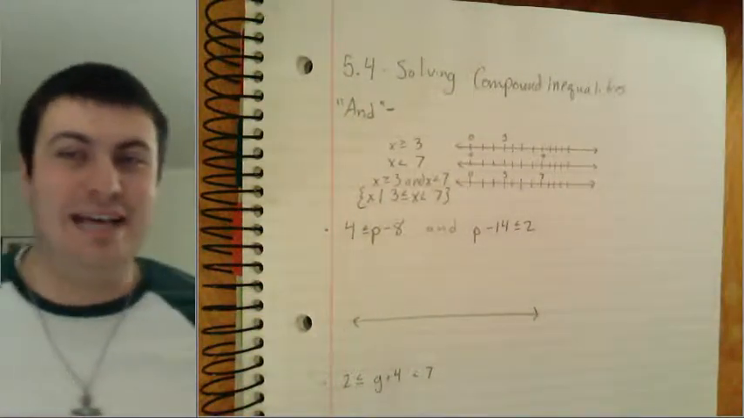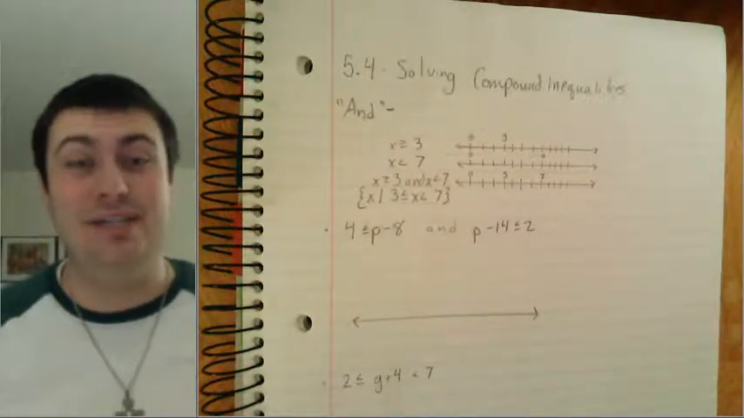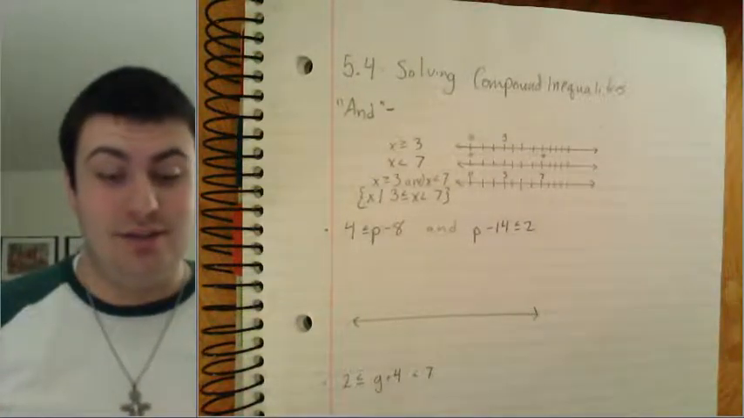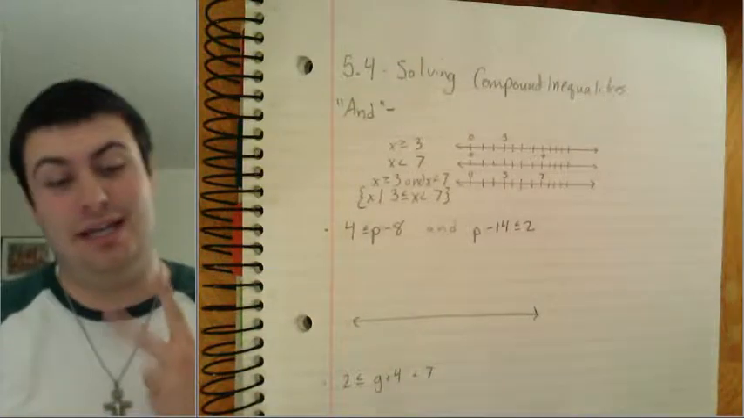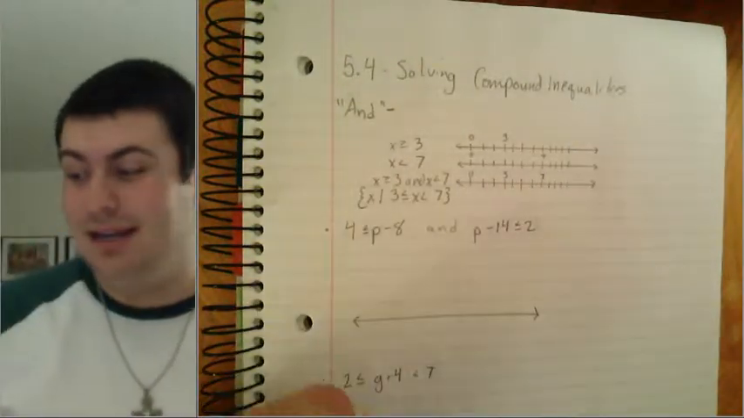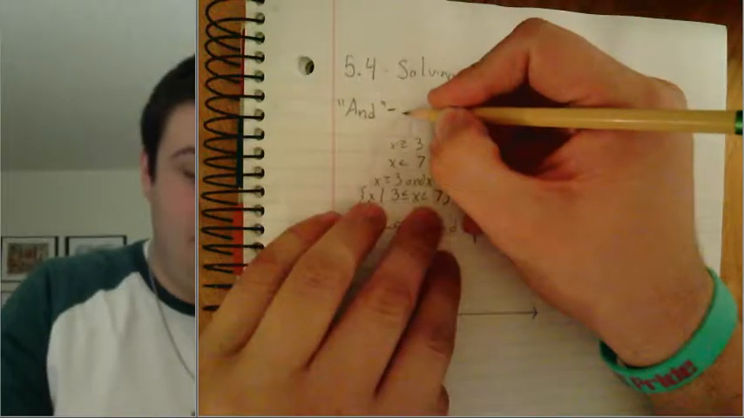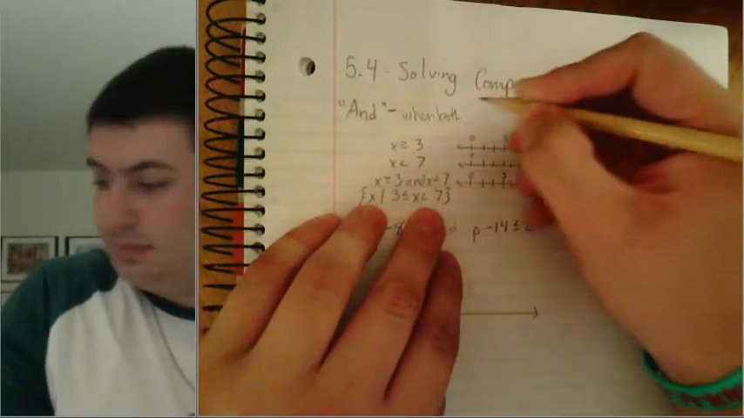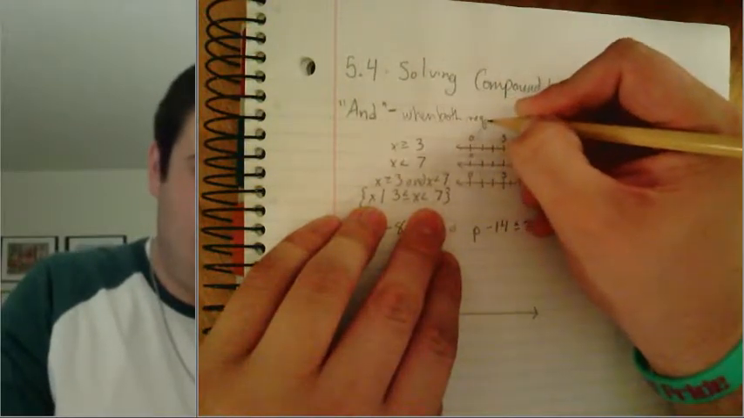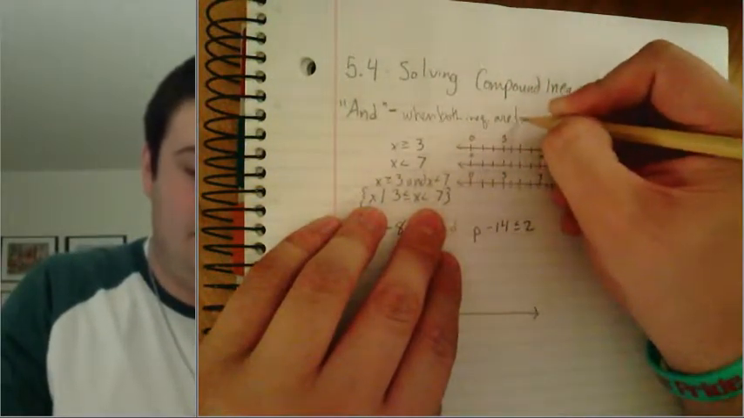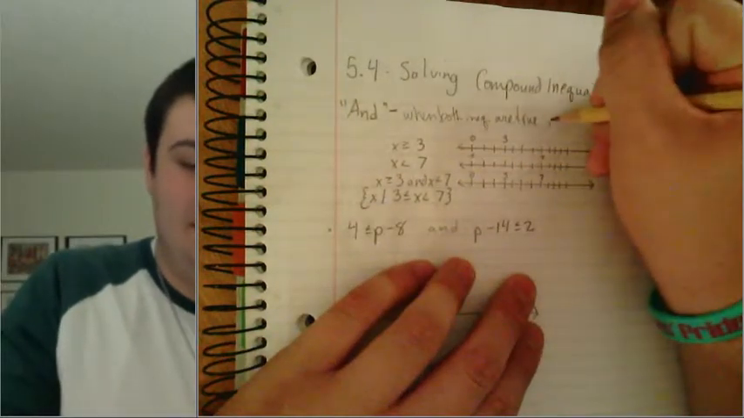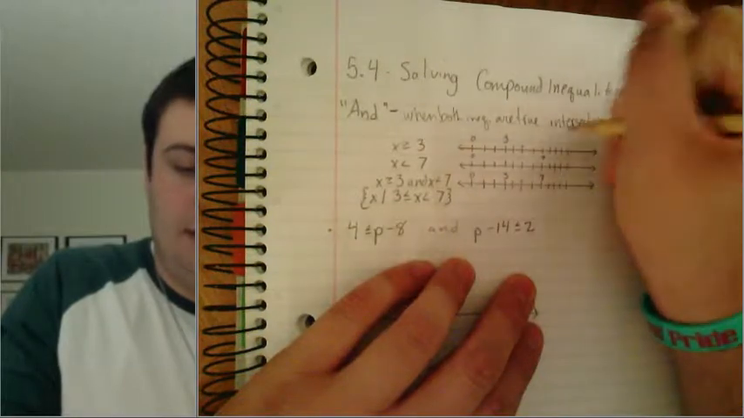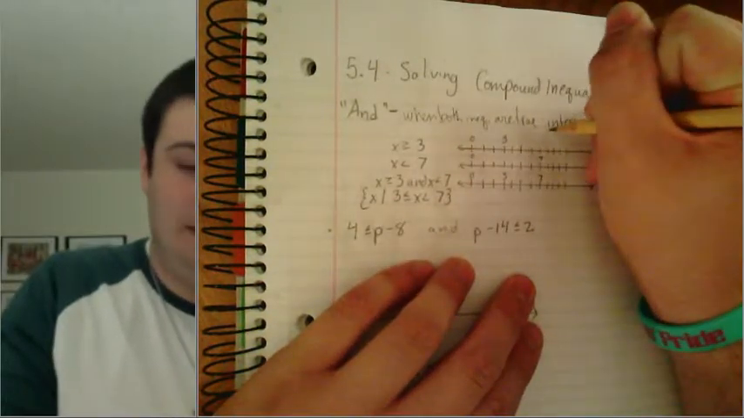We're going to look at solving compound inequalities, which is just like when you take two inequalities and put them on the same graph in the same problem. So there's two types of compound inequalities we're going to look at. The first one would be an AND statement. An AND statement is true only when both inequalities are true. And this is known as an intersection, which we'll see in just a moment.